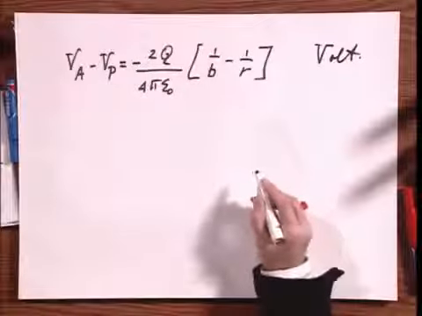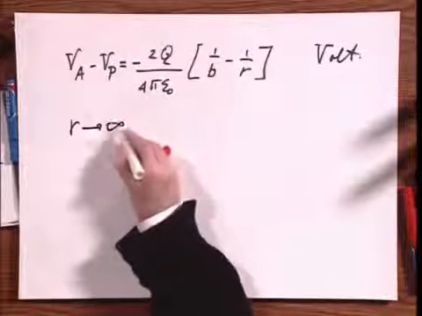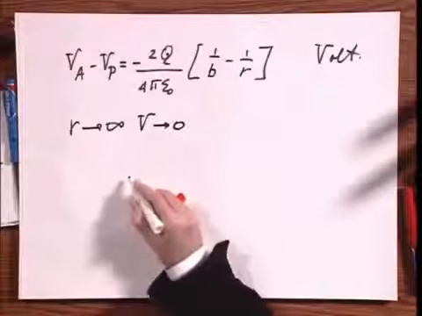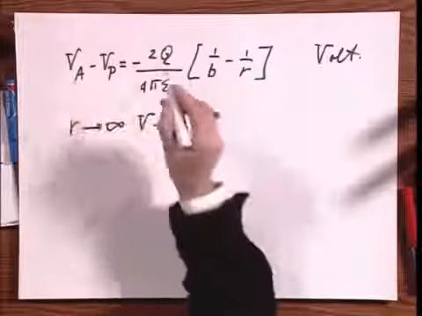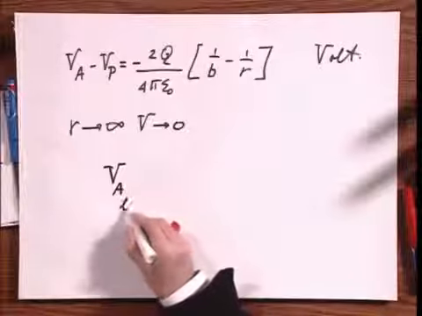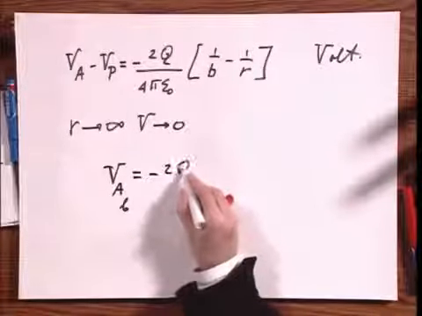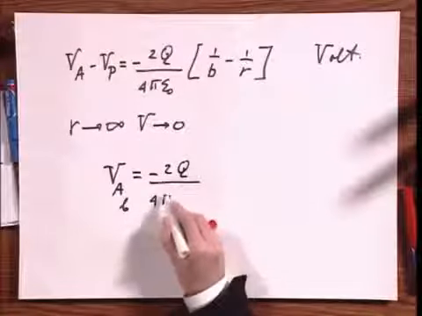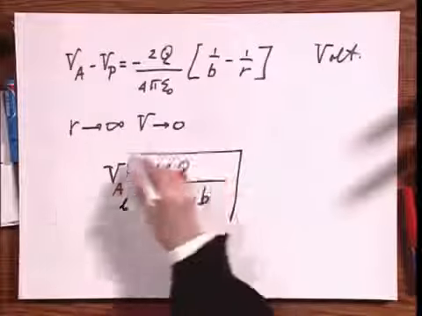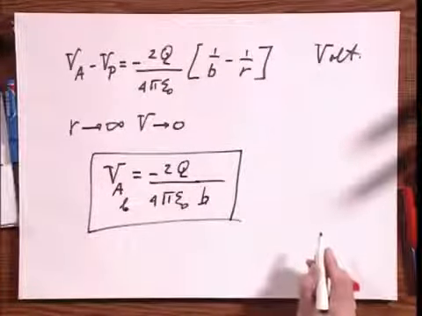in MKS units. And when you go to infinity, when r goes to infinity, in this case V goes to 0. And so if you want to know what exactly the potential is at that location A, which was at that radius B, then you'll find minus 2q divided by 4 pi epsilon 0 times 1 over B. This now is the potential at the outer surface.